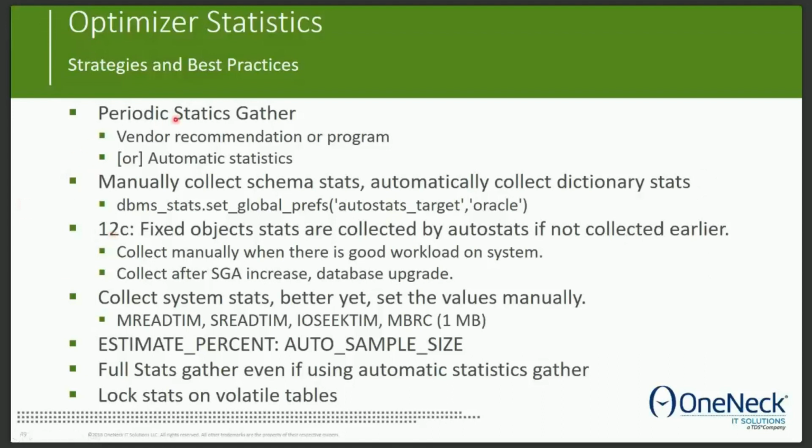For periodic statistics gathering, use the automatic statistics, or the vendor might have a recommendation or a program, because the vendor knows the application better. For example, for E-Business Suite, Oracle provides you a script or a program to run. You are not supposed to run the automatic stats. You are supposed to run the Gather Schema Statistics program, or gather stats from FND stats in Oracle EBS. So check with the vendor. If the vendor has a recommendation, you go with that recommendation. Otherwise, you just keep the automatic stats.